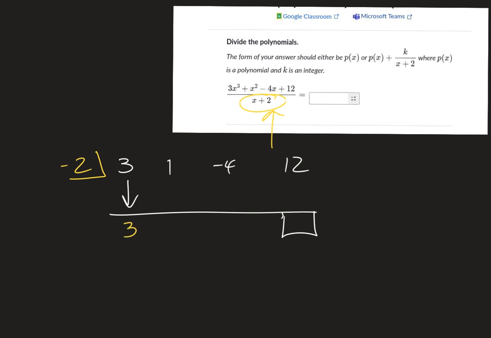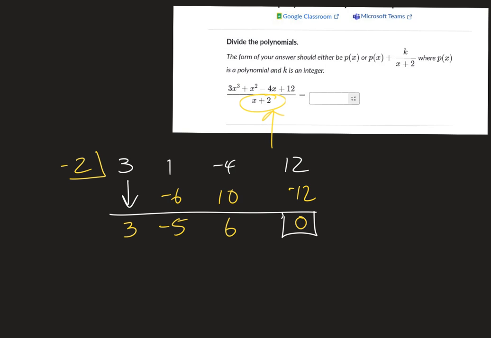It's a 3. And then from here you multiply. Negative 2 times 3 is negative 6. 1 and negative 6 makes negative 5. Negative 2 times negative 5 is positive 10. So multiply. Answer goes here. Then add. 10 and negative 4 makes 6. Multiply. And then add. Negative 2 times positive 6 is negative 12. And that adds to 0.